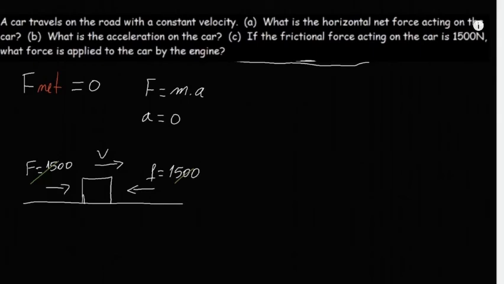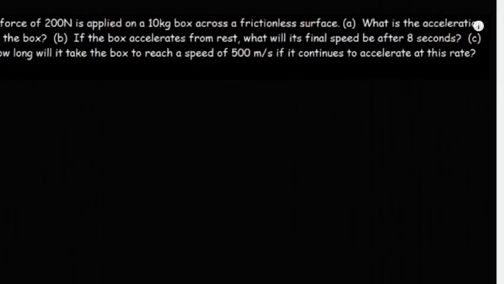F is equal to ma, so F divided by m is a. The force is 200 newtons, the mass is 10 kilograms. 200 divided by 10 will give us an acceleration of 20 meters per second squared.